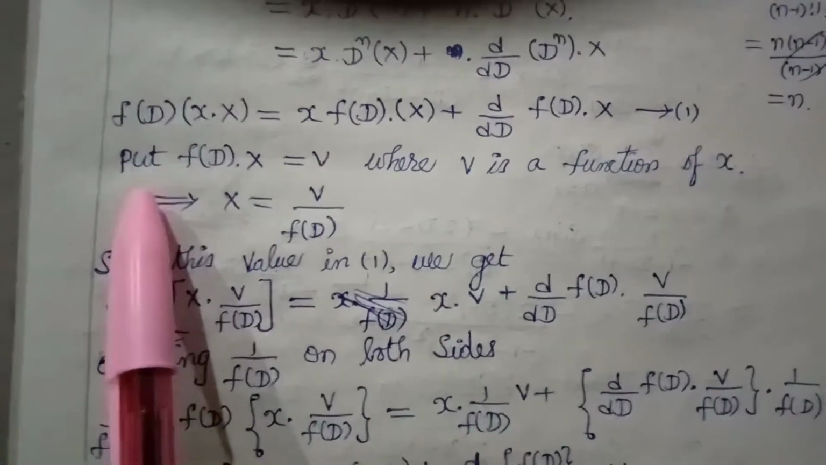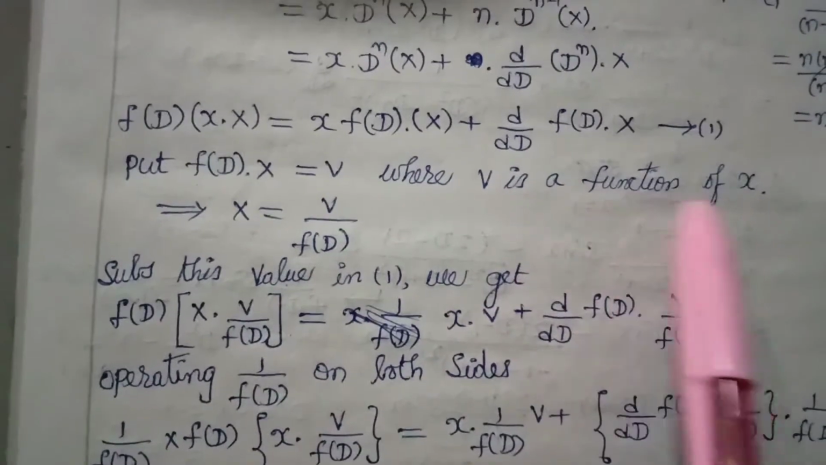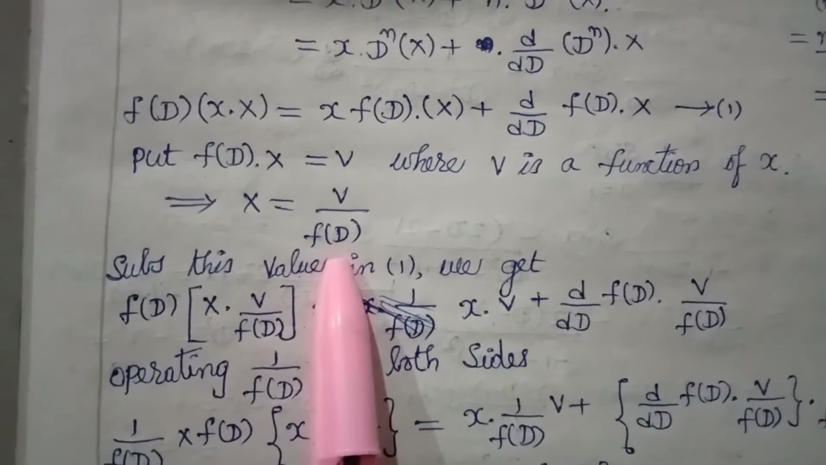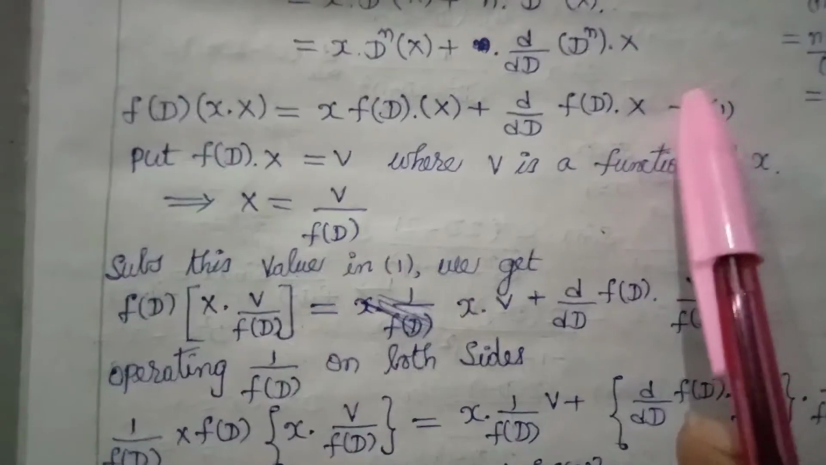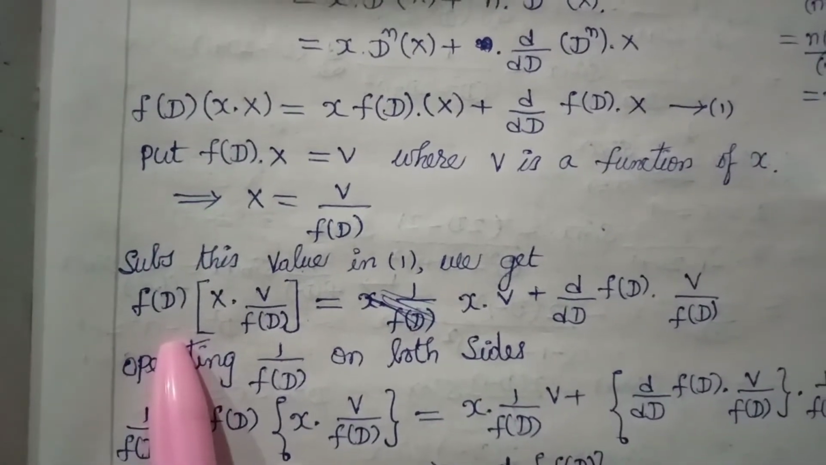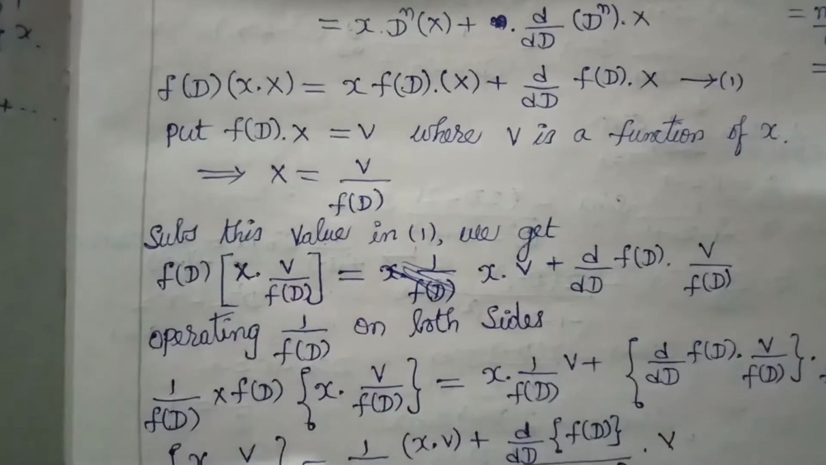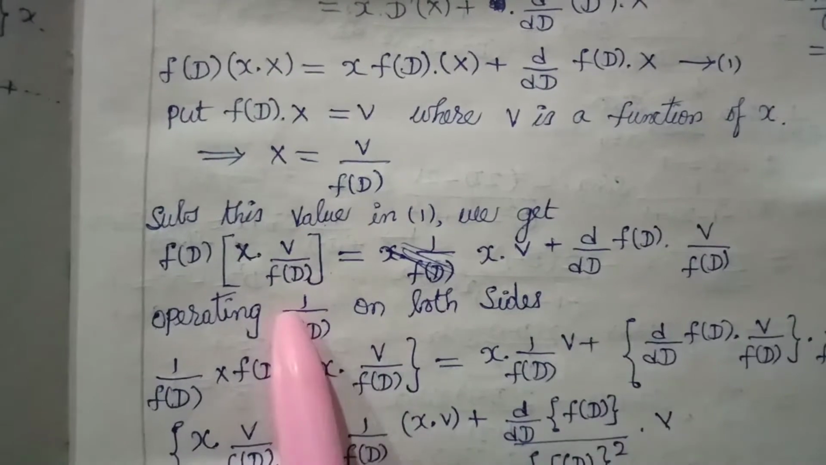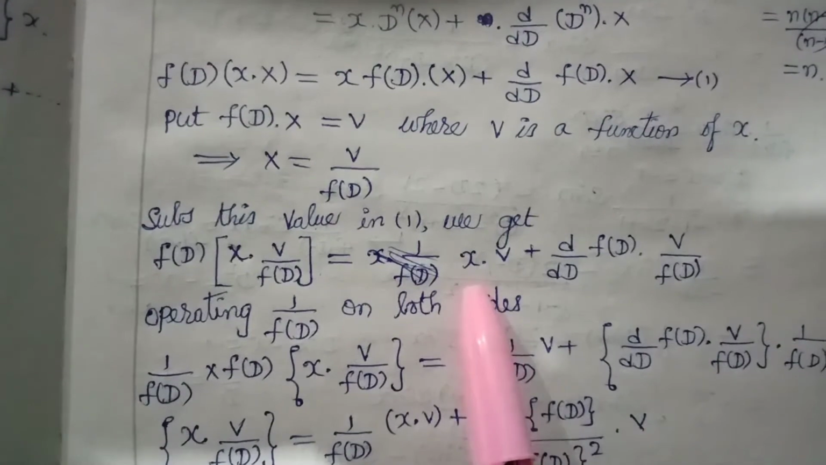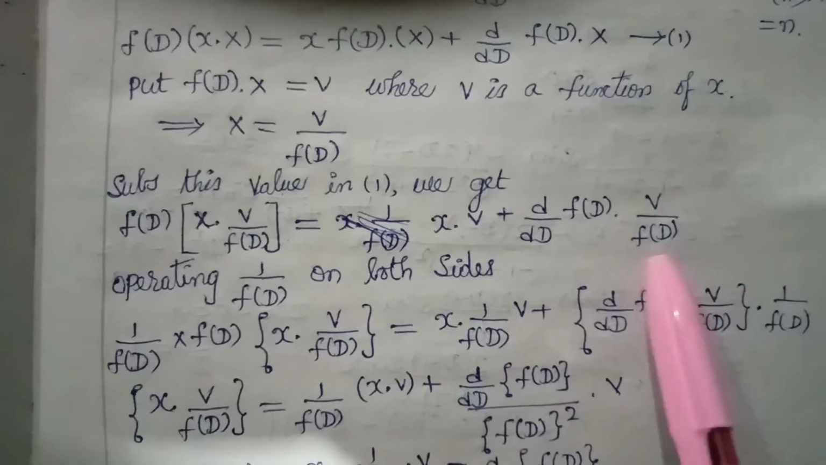Now next what we are going to do is we will put f of D into capital X is equal to v, where v is a function of x. Now from the above equation, X is equal to v divided by f of D. Now substitute this X value in the first equation. So our left hand side becomes f of D into capital X, small x remains the same. Now capital X is replaced by v by f of D, that's equal to, now f of D into capital X is small x, so you get x into v plus d by dD of f of D into capital X, which is v by f of D.